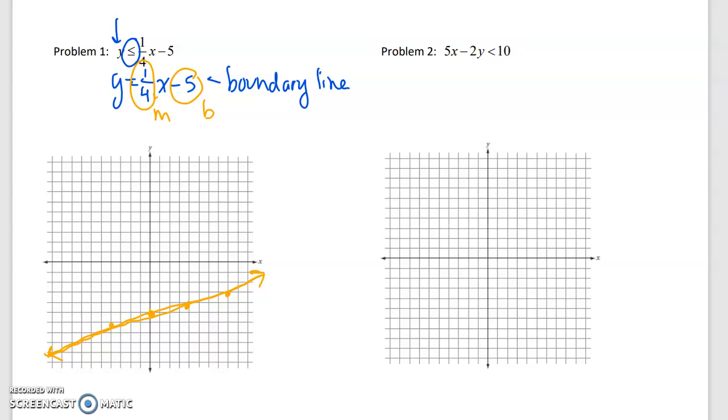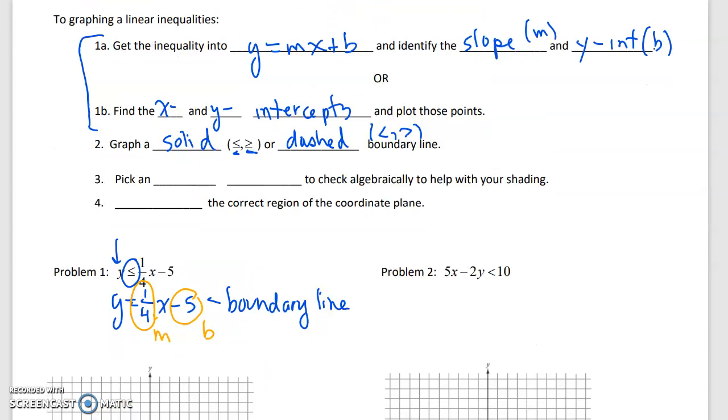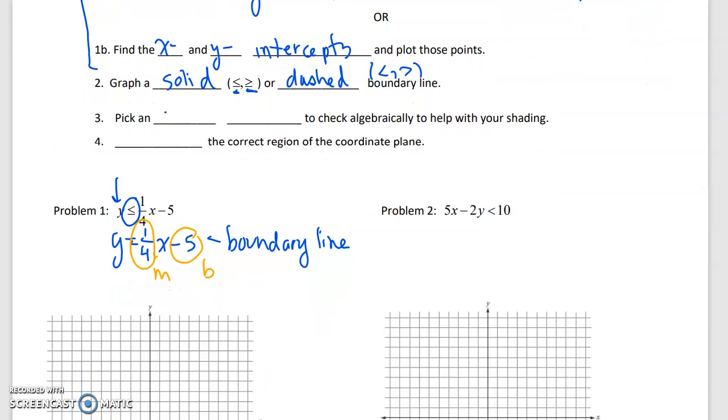So to find the points that work, we're going to go back up to our steps here. We're going to pick an ordered pair. Now, the neat thing about this step is that you can pick any ordered pair that you want. And I always like to pick, if possible, the origin. So the origin is a great choice. The only time it doesn't work is if your boundary line actually goes through the origin. So there are a couple of instances where it doesn't work.